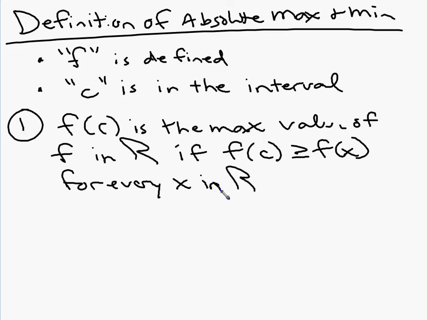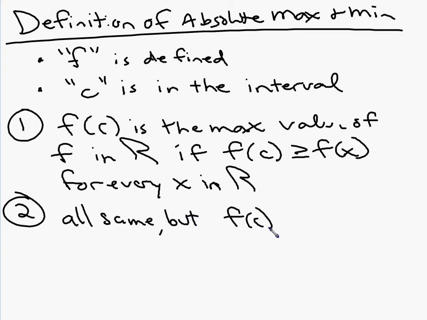All right? And that makes sense. If it's the maximum value, it's the biggest one. What would change if I were to relate that to a minimum? Everything's the same, but f of c is less than or equal to all of the f of x if it is a minimum.